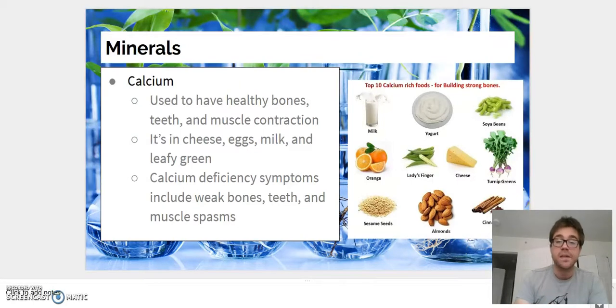Calcium's kind of like vitamin D. It's used to have healthy bones. It's used to have healthy teeth. It's also used for muscle contractions. You can find it in cheese, eggs, milk, and leafy greens. Now, people who have calcium deficiency, that means they don't have enough calcium, have weak bones, like if you don't have enough vitamin D, and they have teeth that are not in good health. They also have what's called muscle spasms. And muscle spasms are if your body moves without you really controlling it. And that's because it doesn't have the right amount of calcium to work correctly.